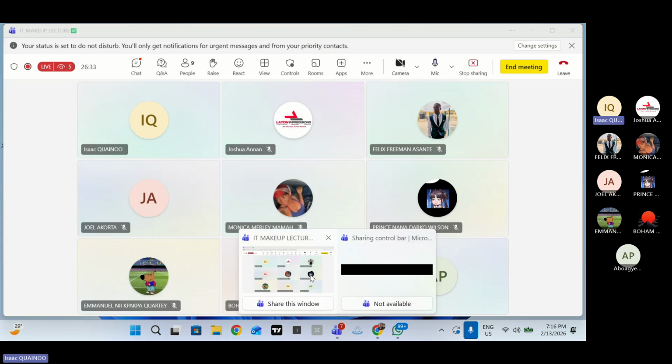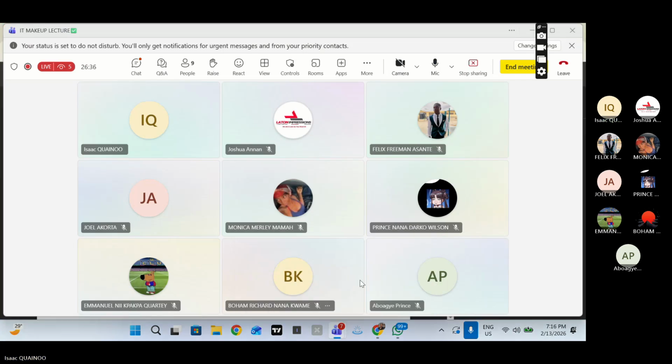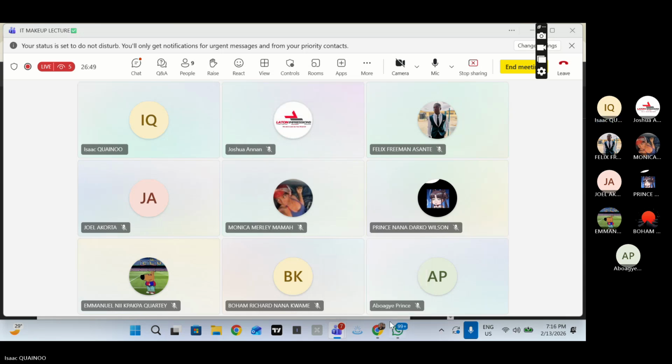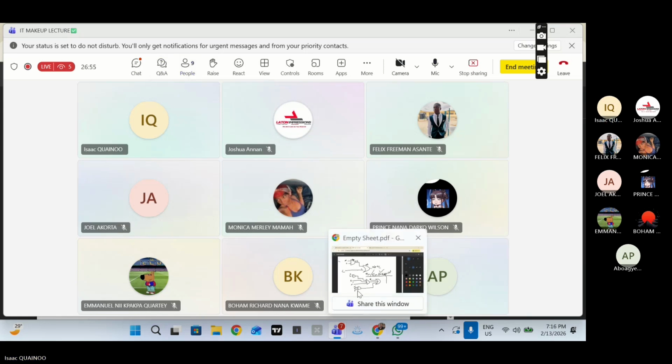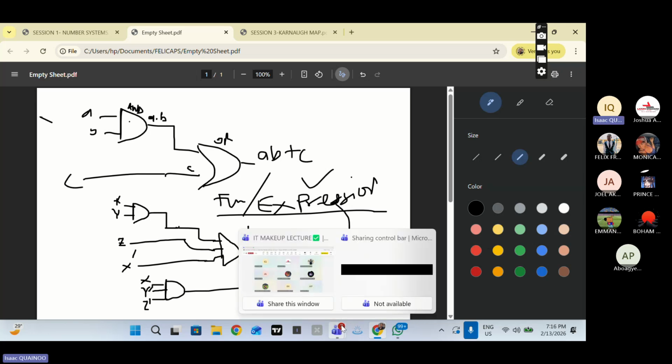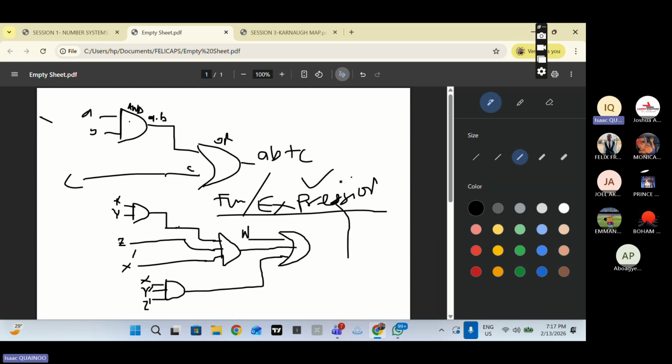Please, can I be heard, please? All right, all right. So, okay. Please, I believe you can see my screen. Yes, we can see your screen. Okay. I think I saw a comment from someone saying I should share my screen.